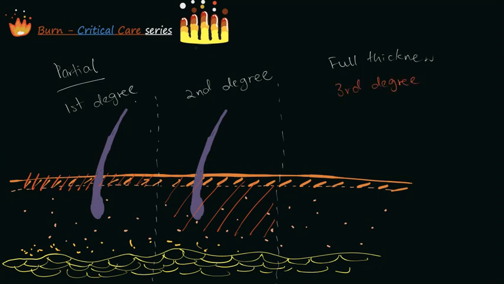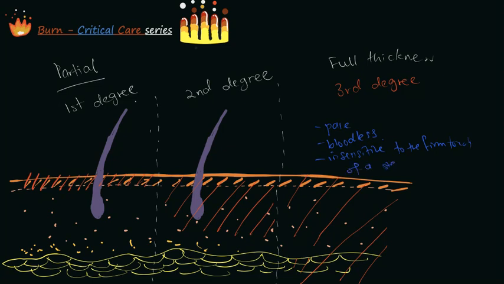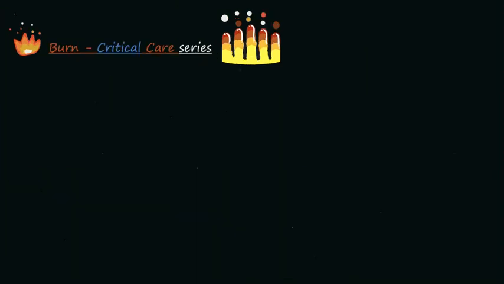Meanwhile, the full thickness burn, also known as a third degree burn, involves all the skin layers, and in this case, the skin will be pale, bloodless, and insensitive to the firm touch of a sterile needle. This is different from first and second degree burn, where the sensation is usually intact and healing of the skin is more likely to happen.